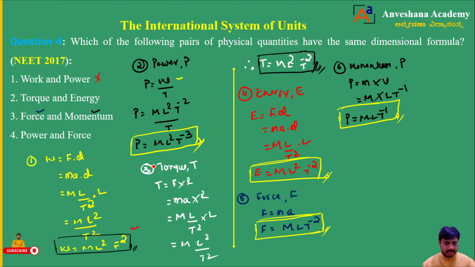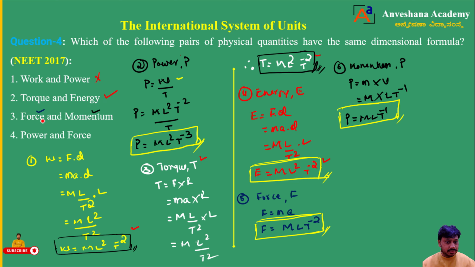Now torque. Where is the torque now? Torque somewhere else you have determined, right? Here is the torque. What is the dimensional formula for torque? M L square T to the power of minus 2. Okay, one thing. What is the energy? Energy M L square T to the power of minus 2. Hence, energy and torque both have the same dimensional formula. Hence, the correct answer is torque and energy.